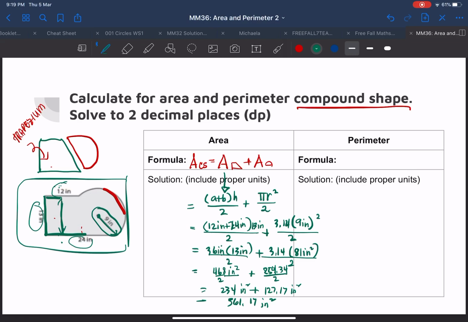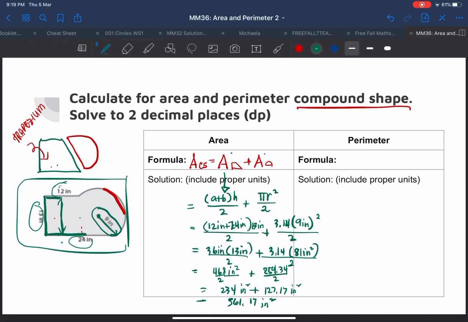So what I did, I just figured out which formulas I need to use. First, I look at what shapes make up the compound shape, and then I look at the formula of each shape, and then I just substitute.